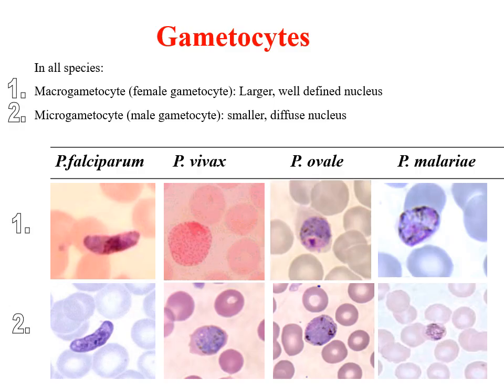Now, if we look under the microscope on a blood smear of any of these gametocytes, in case of vivax, ovale, and malariae, we cannot reach a conclusion because all of them look similar under the microscope. However, in case of Plasmodium falciparum, these gametocytes have a crescent-like shape and can be conclusive.